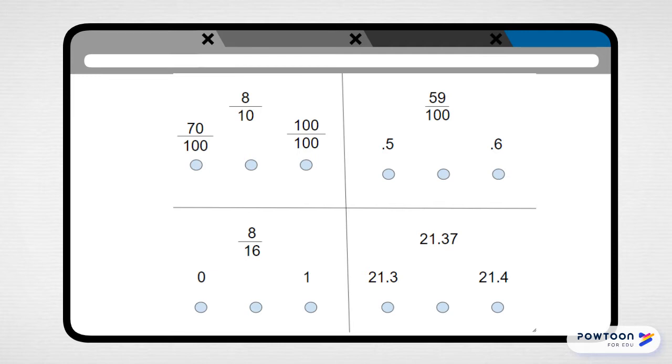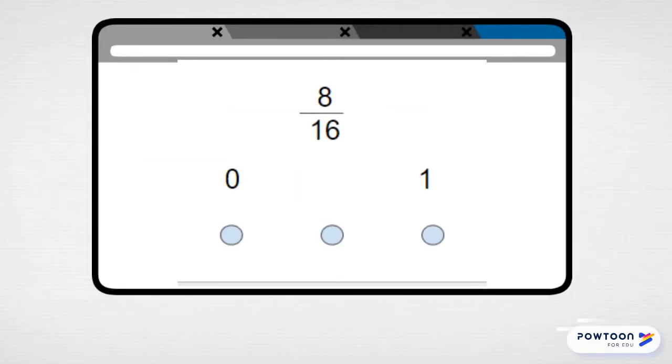This screen has 4 problems on it, as you can see. Each one separated by the lines, looks like quadrants, and each problem has 3 numbers and 3 dots. Let's look at this problem together. On top is 8/16. Below that, we have a 0 and a 1. What they're asking you is if 8/16 is closer to the 0, closer to the 1, or is it right in the middle of both numbers?